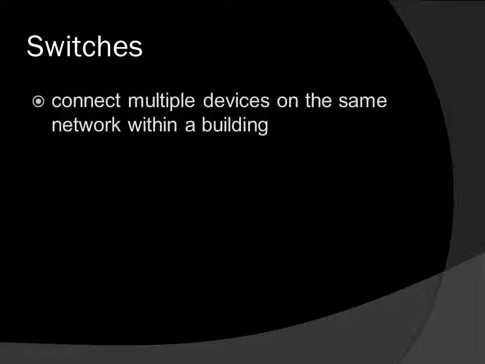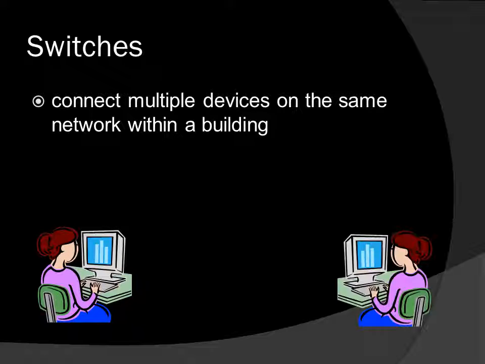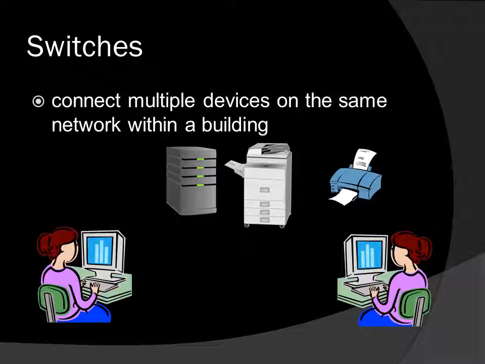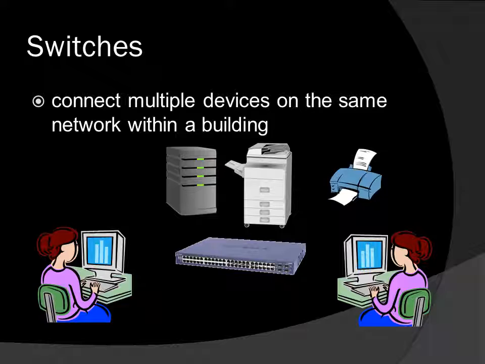So a switch connects multiple devices on the same network within a building. The switch's main job is really to create the network, versus a router whose main job is to connect networks that are created. Here is a picture of two computers and a server, a printer, and a copier, just your common office devices. To talk to each other and send information between each other, these devices use a switch. This all happens wirelessly for the most part.